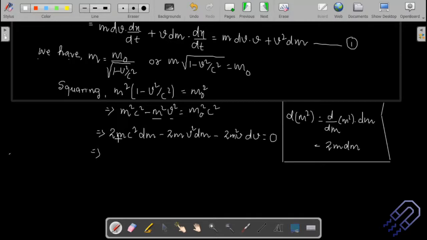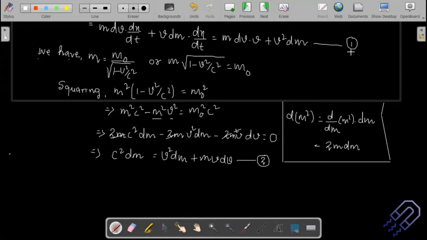So I can cancel out 2m throughout. This 2m, this 2 goes. We have m square, only one m remains. If we do that, we can have our simplified equation as c square dm, and the minus I'll take on the other side, it will become plus. So this would be equal to v square dm plus m v dv. Remember, one m is here and m v dv. So I will mark this as number 2.